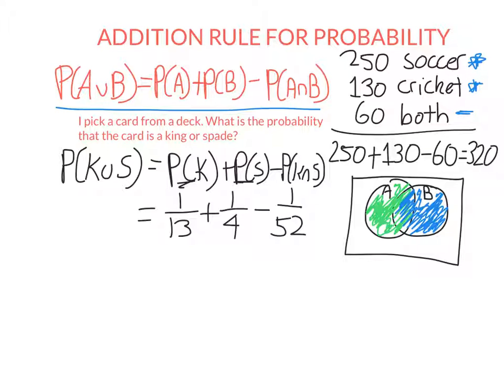You can use your calculator if you want to do this. You should end up with 16 over 52 or 4 over 13. Okay? So again, we just added the probability it was a king and the probability it was a spade, and subtracted the probability of both. Let's look at another example.